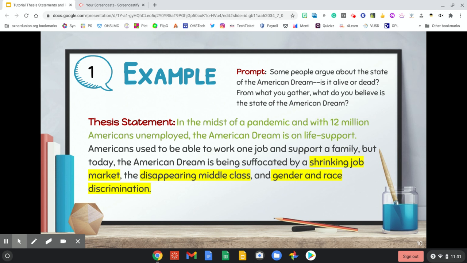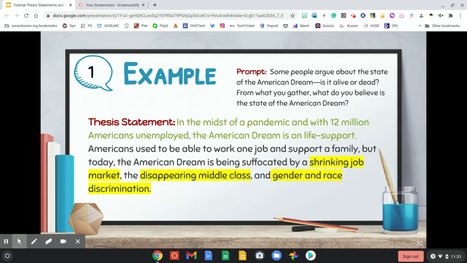So using the same prompt as before, here is again the thesis statement. You'll notice it in green. In the midst of a pandemic and with 12 million Americans unemployed, the American dream is on life support. Americans used to be able to work one job and support a family, but today, the American dream is being suffocated by a shrinking job market, the disappearing middle class, and gender and race discrimination. On this slide, you'll notice how shrinking job market, disappearing middle class, gender and race discrimination are highlighted.